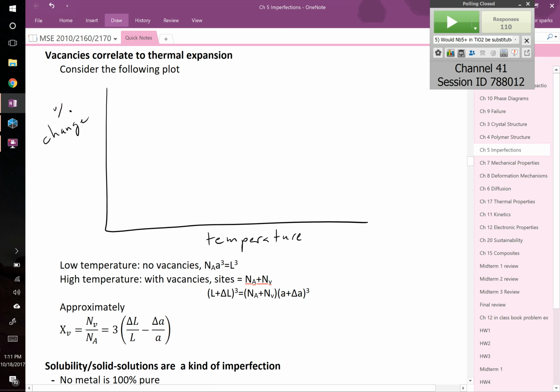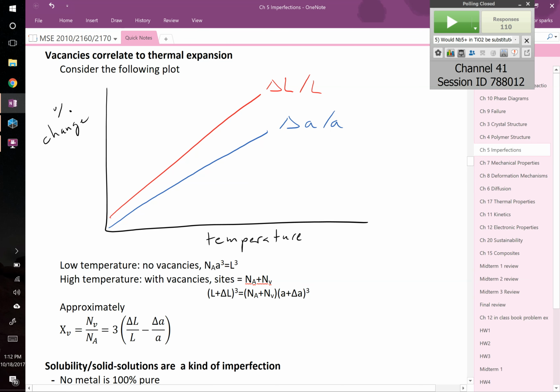The first one that we're going to show you is delta L over L. So that's the change in length: the final length minus the initial length divided by the initial length. And then you have another term, which is delta A over A. So that's the change in your lattice parameter.